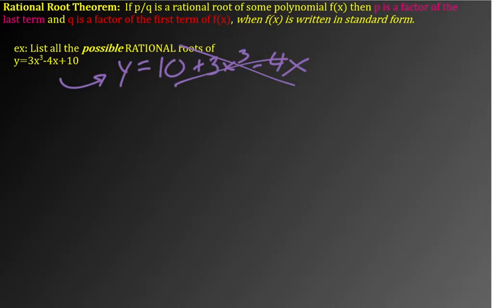But if I do it for this example right here, p over q, p is the factors of the last term, so 10. So 1, 2, 5, 10. And then q is the factors of the first term, so 1, 3.